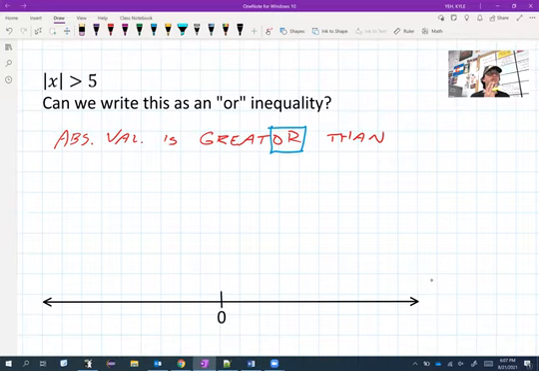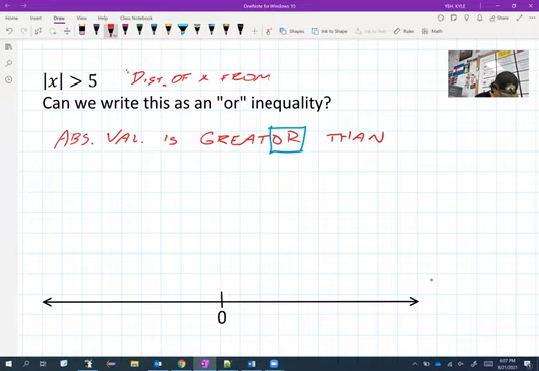So again, thinking about that definition of absolute value, distance from 0. This is saying, and I'm just going to abbreviate a little bit, distance of x from 0 is greater than 5. Again, just abbreviating for time's sake, but the distance is greater than 5. We have to be more than 5 units away from 0.